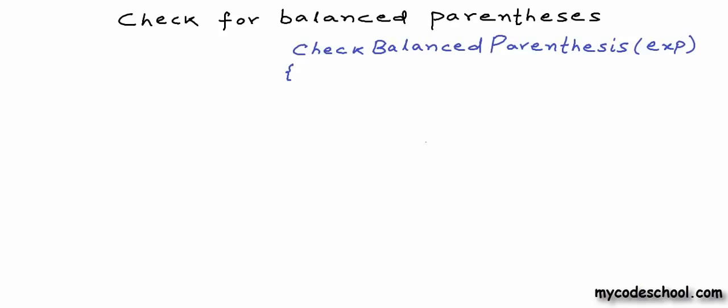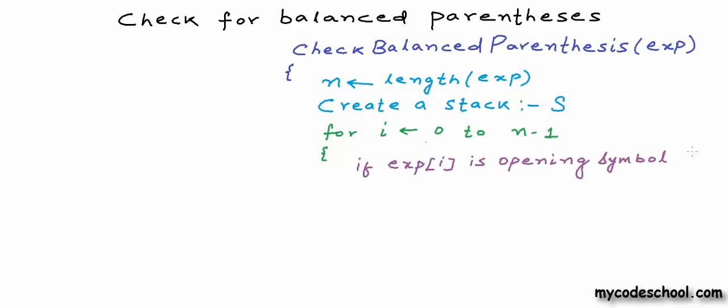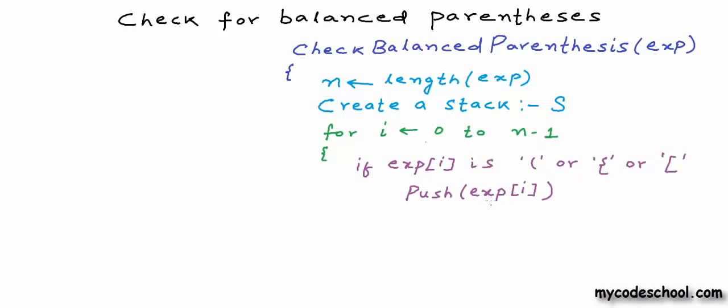I'm going to write a function named check balanced parenthesis that will take an expression in the form of a string as argument. First of all, I will store the number of characters in the string in a variable, and then I will create a stack of characters. And now I will scan the expression from left to right using a loop. While scanning, if the character is an opening symbol, if it's an opening parenthesis or opening curly brace or opening square bracket, we can push that character onto the stack. Let's say this function push will push a character onto S.